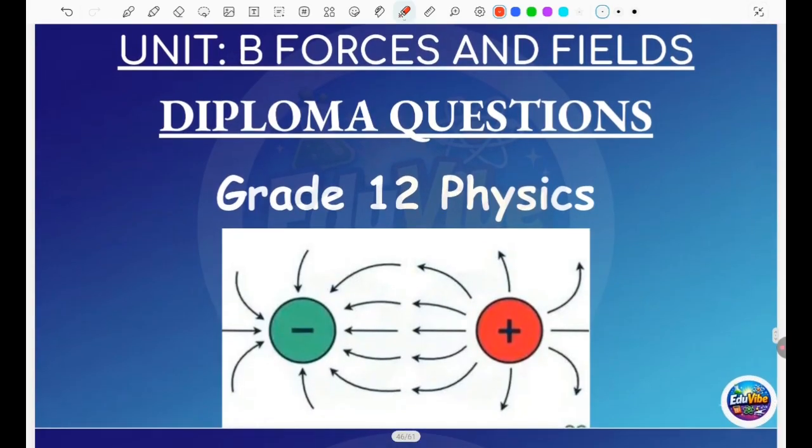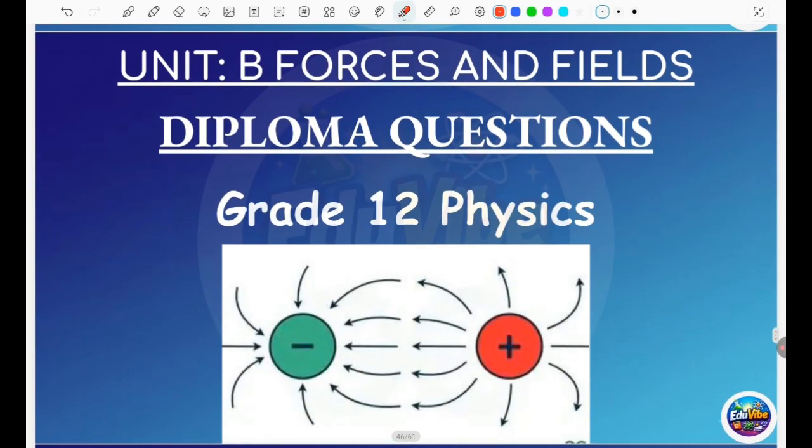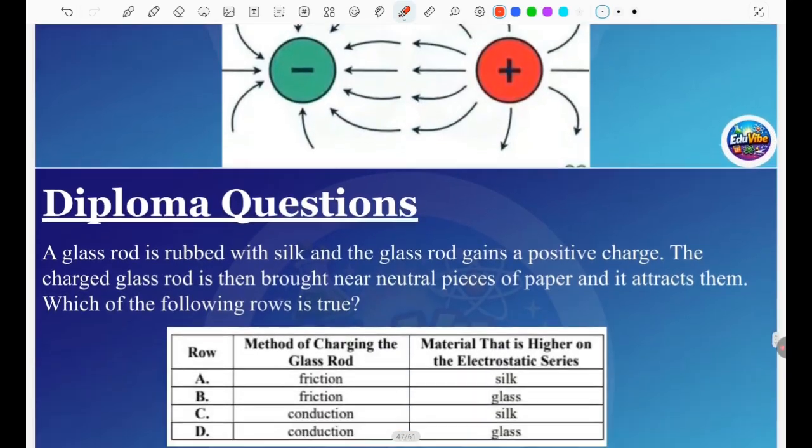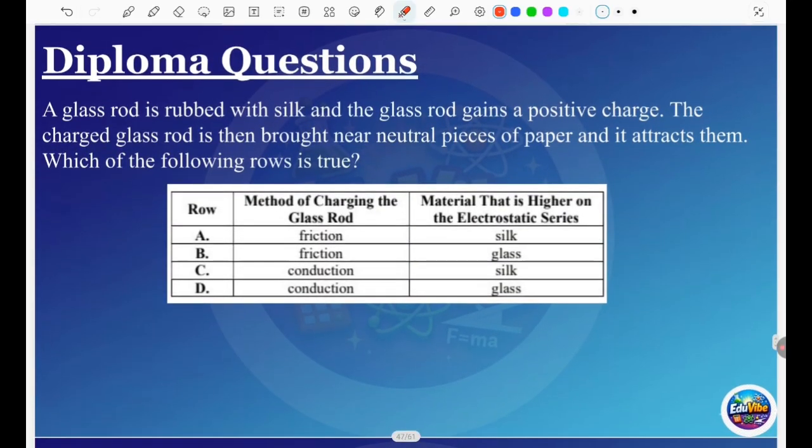Today we will be doing forces and fields, and we are doing the diploma questions of the whole unit. This is grade 12 physics, and today we are completing forces and fields with the diploma questions. So let's start with the diploma questions, and the first diploma question is here.